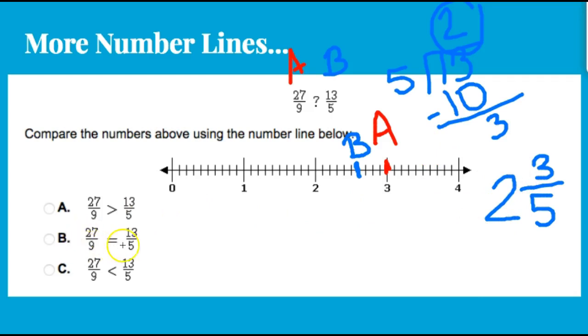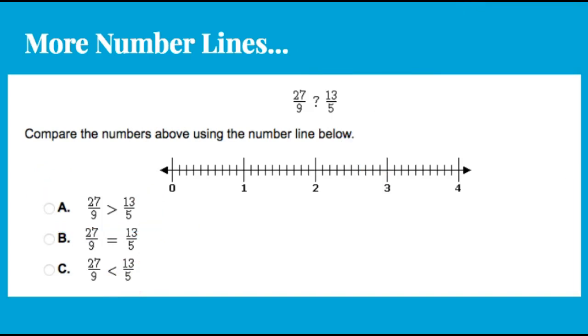Let's check. Are they equal to each other? No, they're not at the same spot on the number line. Is it less than? Is A less than B in this case? No, it is not. So our best answer, our correct answer, is A.